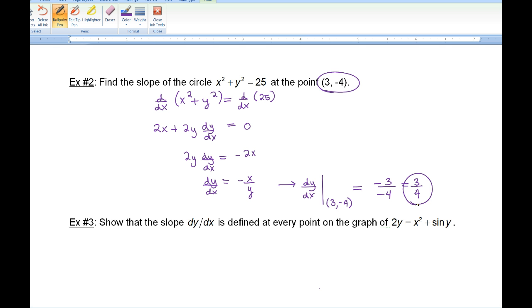So we wanna get to the point where, basically, it's not negative 1. But the formula is negative x over y. So it's negative 3 over negative 4.